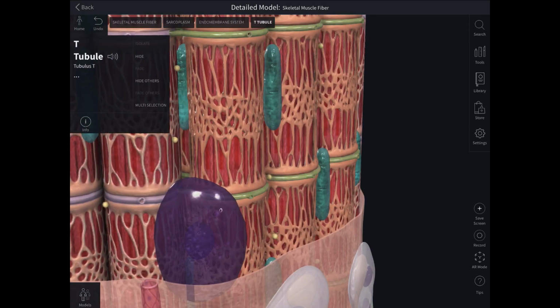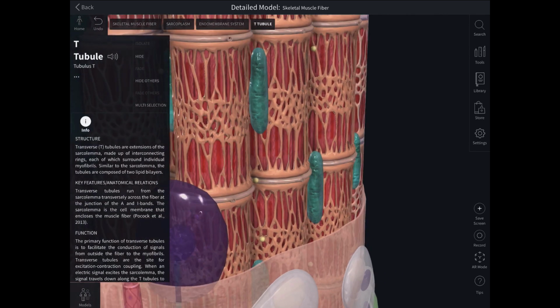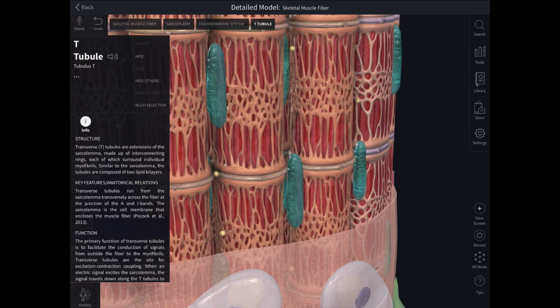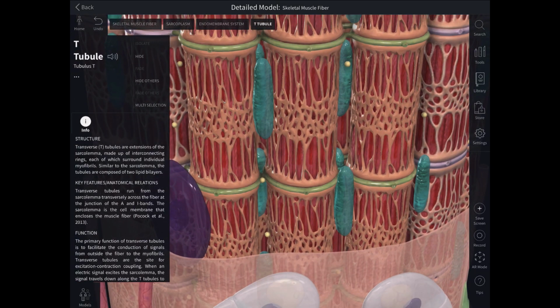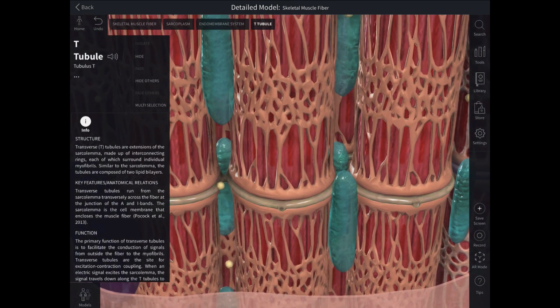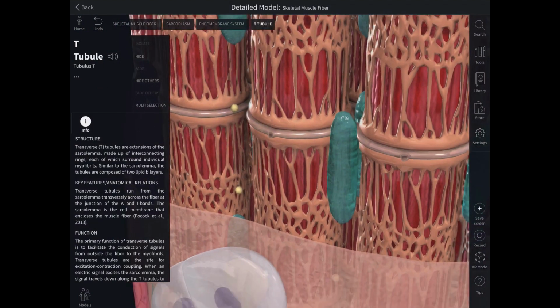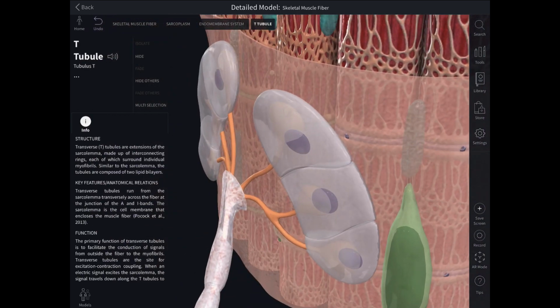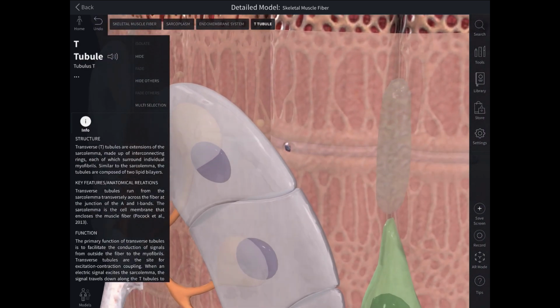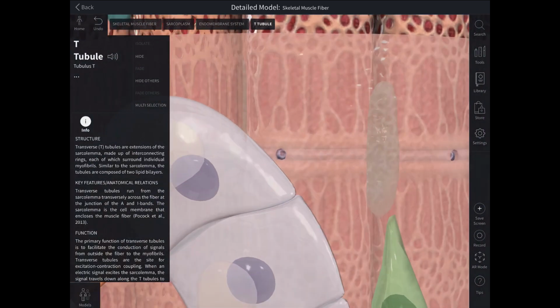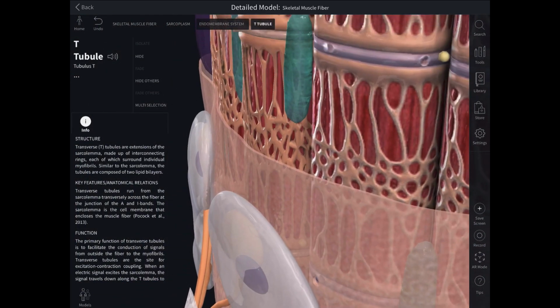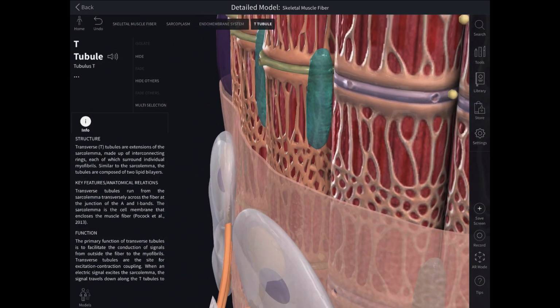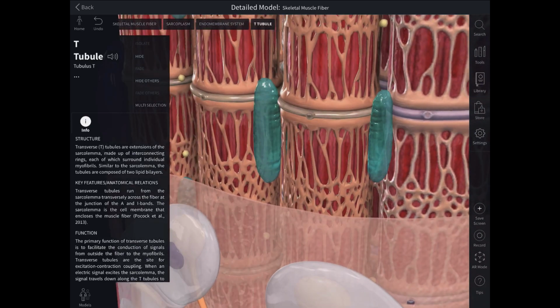And if you zoom in, you can see the T-tubules. The T-tubules are access from the outside of the muscle in to the muscle fiber. You can see the small little holes on the surface there. If I zoom in on the plasma membrane, you can see where something could get into the T-tubule from outside the muscle fiber cell and then spread into the muscle fiber.